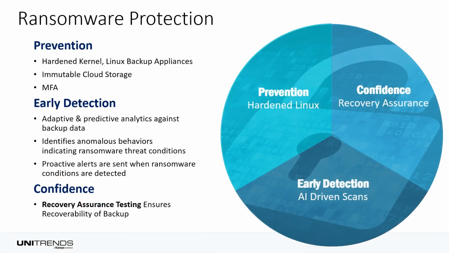Again, I talked about ransomware protection. We are running on a Linux appliance, meaning we've got a hardened kernel, immutable storage, and we're going to make sure that we can add things like two-factor authentication, predictive analytics to understand if we see things that look out of the normal in your data, and we'll also be able to test and verify your backups on a regular basis.